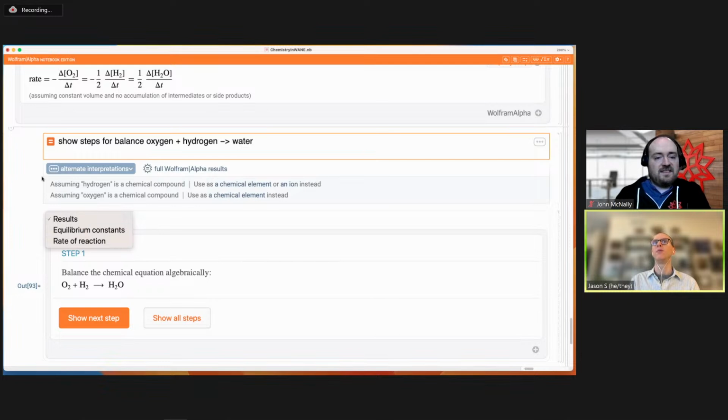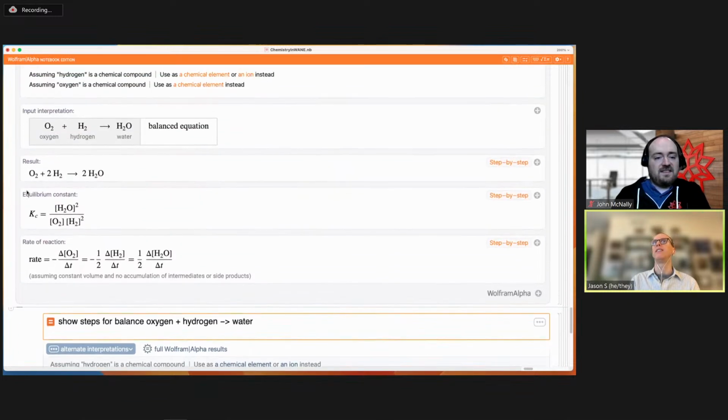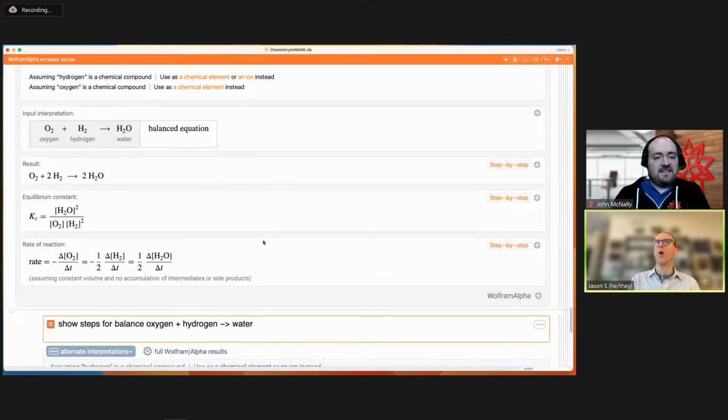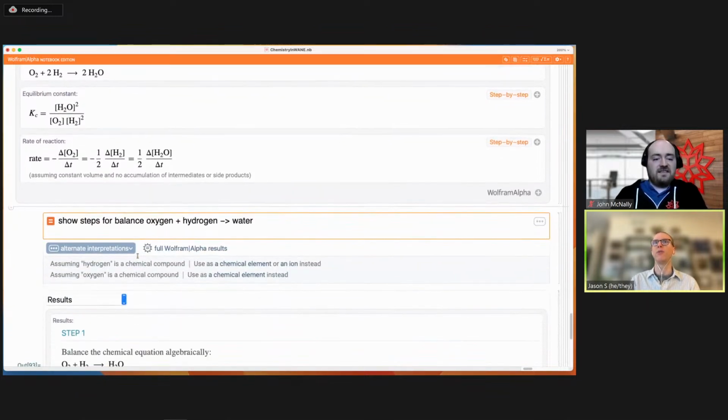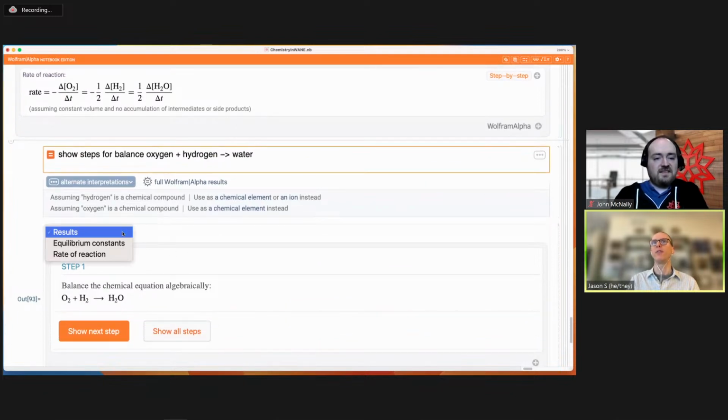Well, the reason they are showing up is that all three show up on the full Alpha request. So all of that comes through with the Wolfram Alpha Notebook Edition. Because remember, Wolfram Alpha Notebook Edition is sitting on top of Wolfram Alpha. And so we offer you those other steps because you just might need them while you're doing the balancing.